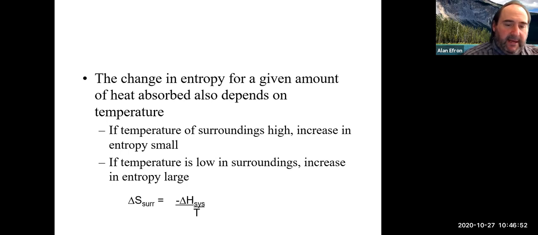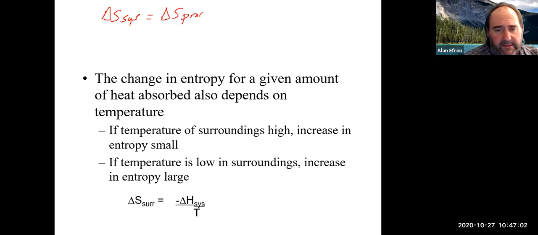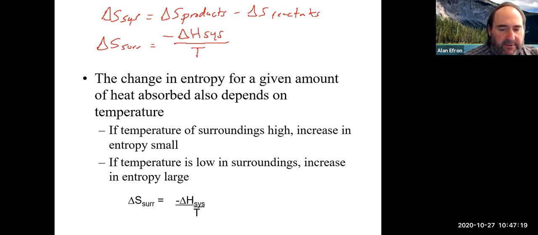So we've talked about calculating delta S of our system as being the delta S of our products minus the delta S of our reactants. To calculate the delta S of the surroundings, it is that equation that we see on the bottom there. It is negative delta H of the system divided by the temperature. Temperature here does need to be in Kelvin.